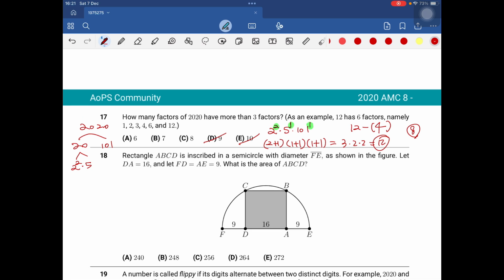Anyway, we can compose it from these factors. Let's say 2 to the power of 2, 5, and 101. Can we make anything else? Again, 2 to the power of 2, 5 to the power of 1, 101 to the power of 1.